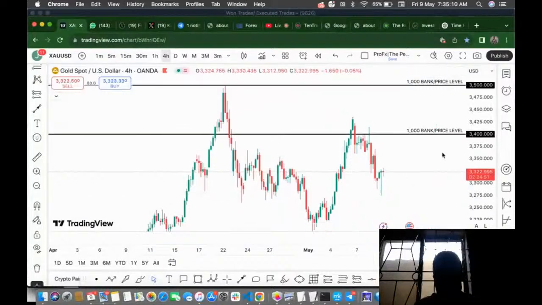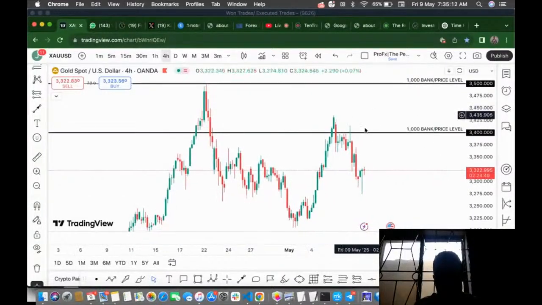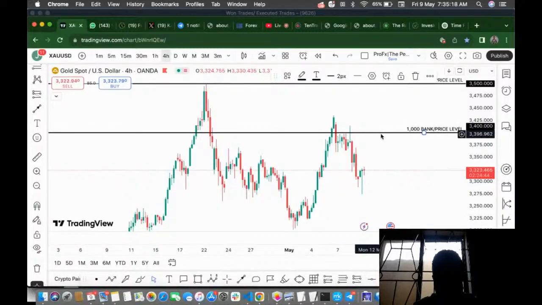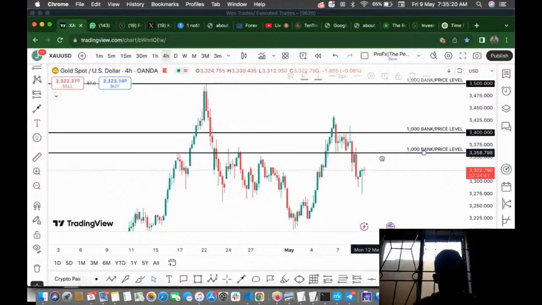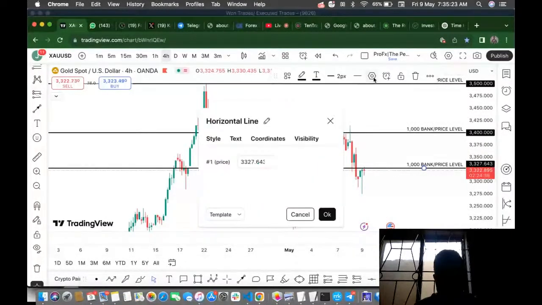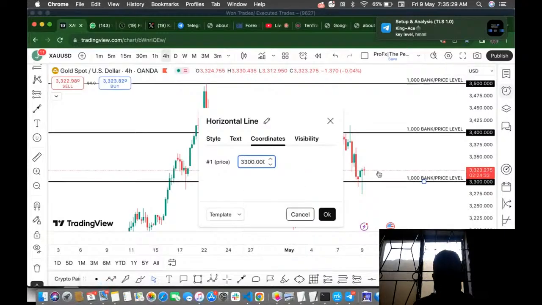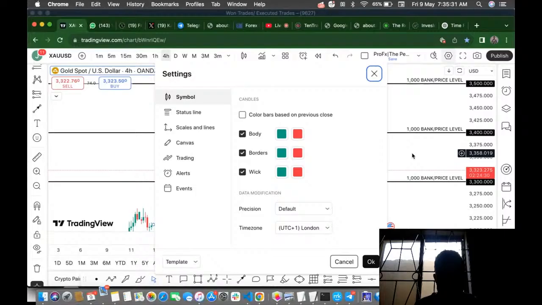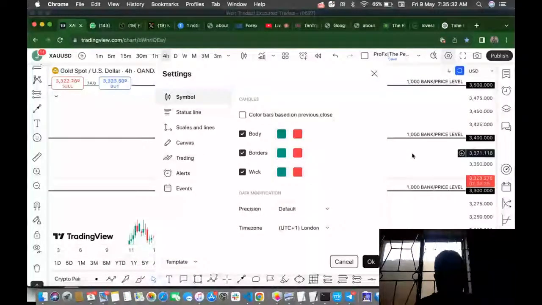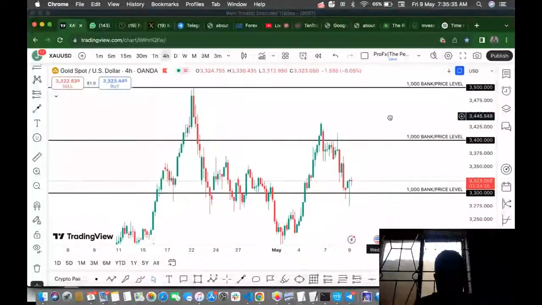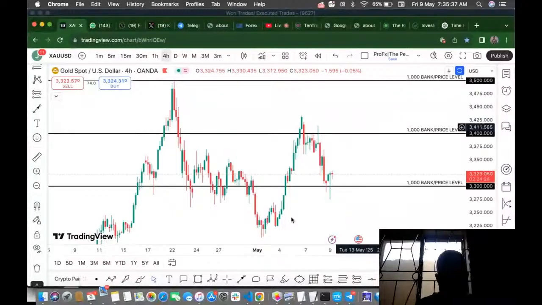Now, where price stopped yesterday, you see that it's at exactly the 3,3 bank level. Where price started yesterday is at 3,4. So yesterday was pretty much a 1K move. Just yesterday alone, it delivered over 1,000 pips. As I said, for pairs like gold, gold can move 1,000 a day.